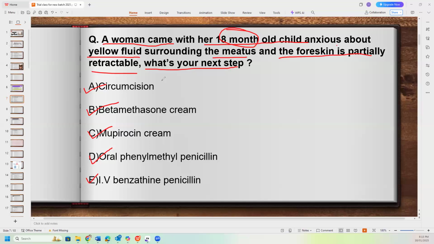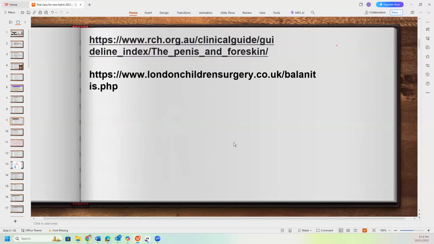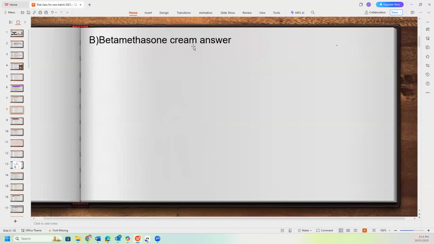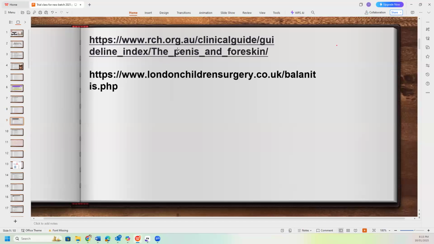Whenever a patient of this young age has balanitis, we don't usually recommend antibiotics in the kids unless the condition is expanding or cellulitis is happening, right? So the answer here is we give the steroid cream. Let me show you guys the RCH guideline.